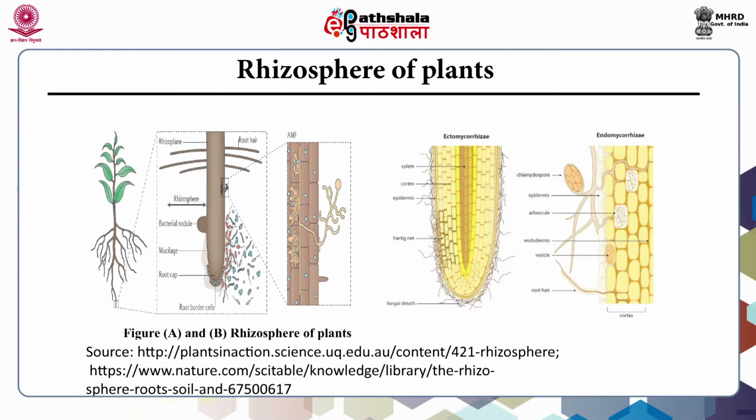Now, figure B shows the internal structure of the root. You can see how the bacteria slowly penetrate into the internal root and then make an association with the root system. One is ectomycorrhiza and the other one is endomycorrhiza. Ecto is associated outside and endo is inside.